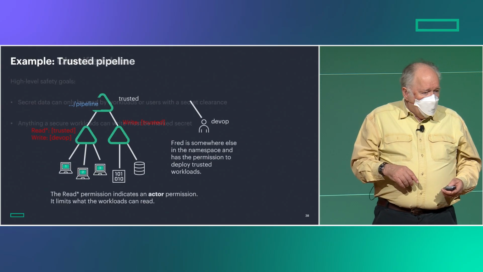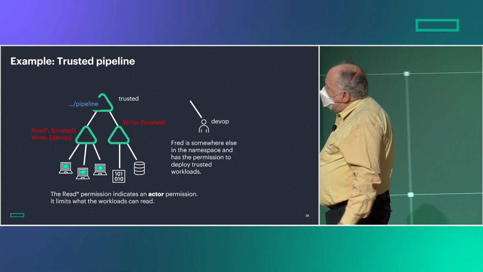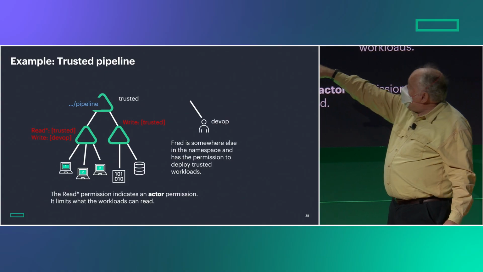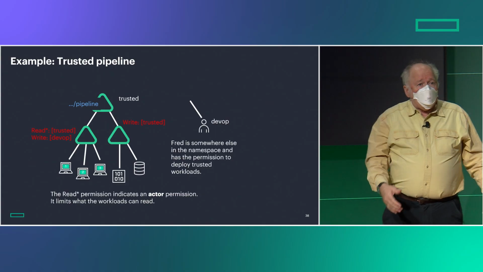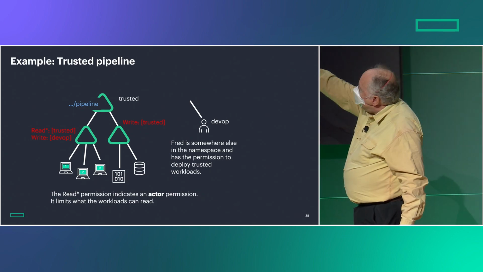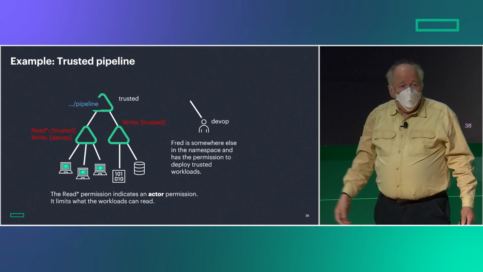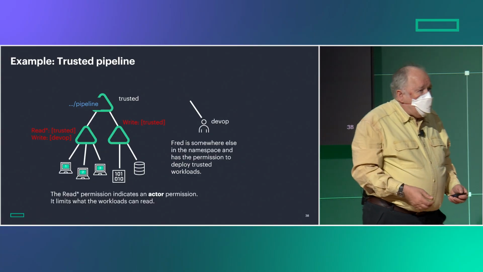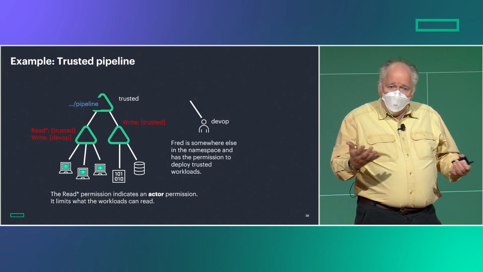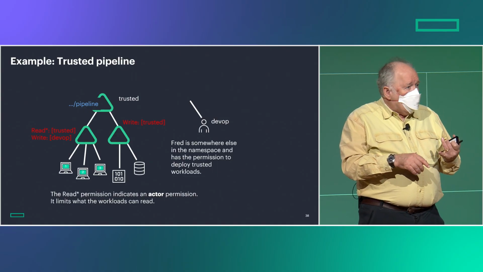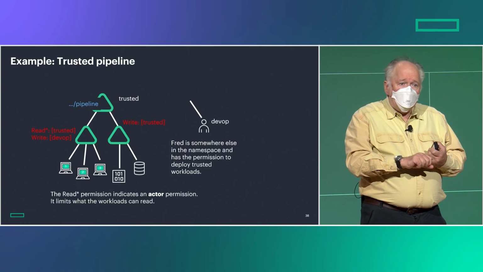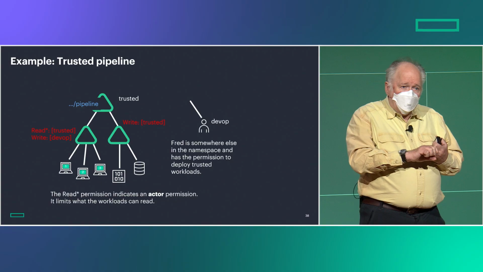I jumped ahead one time too quickly. We have a read-star permission on the attribute or on the workload directory that says those workloads can only read trusted data. We have a write permission on the data directory that says only trusted applications can write to those data sets. So from here, it's a very small set of logic to say all of this trusted data is written only by trusted applications that are reading only trusted data.